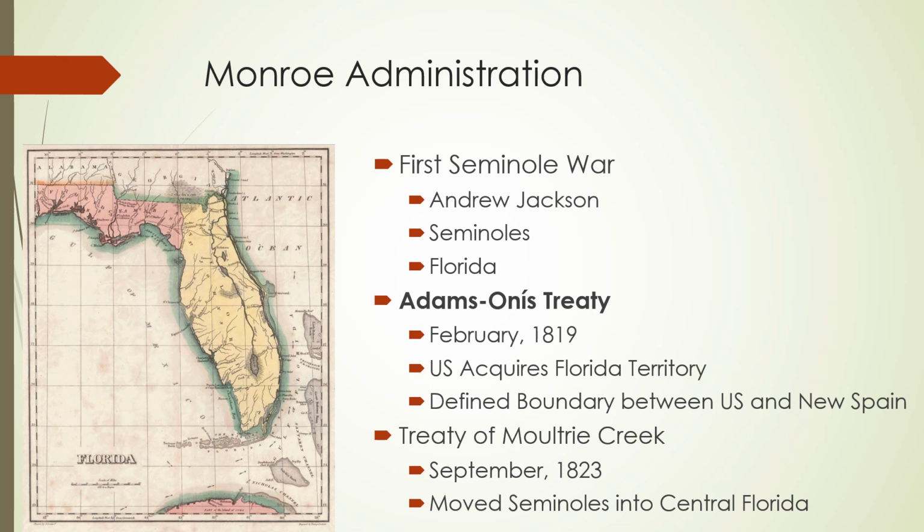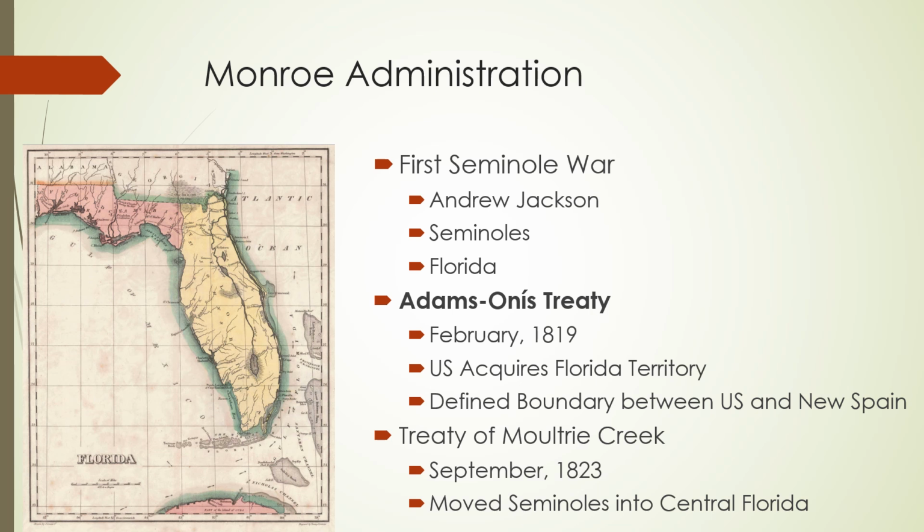Adams in this case refers to John Quincy Adams. John Quincy Adams is the son of the second president, John Adams. He is the Secretary of State under Monroe. So Monroe's the president, John Quincy Adams is the Secretary of State. He negotiates this treaty with Spain called the Adams-Onis Treaty in February of 1819.